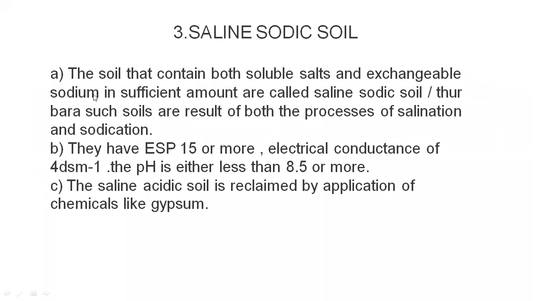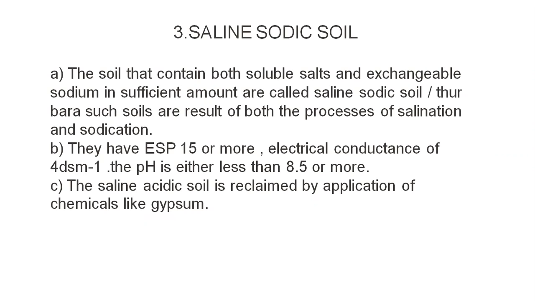Saline sodic soil is the soil that contains both soluble salts and exchangeable sodium in sufficient amount, known as saline sodic soil or bara. Such a type of soil is the result of both the process of salinization and sodication. ESP in this case should be 15 or more. Electrical conductivity should be more than 4, and the pH is either less than 8.5 or more. There is no special criteria for the pH of this type of soil. It should be less than 8.5 or it could be more than 8.5.